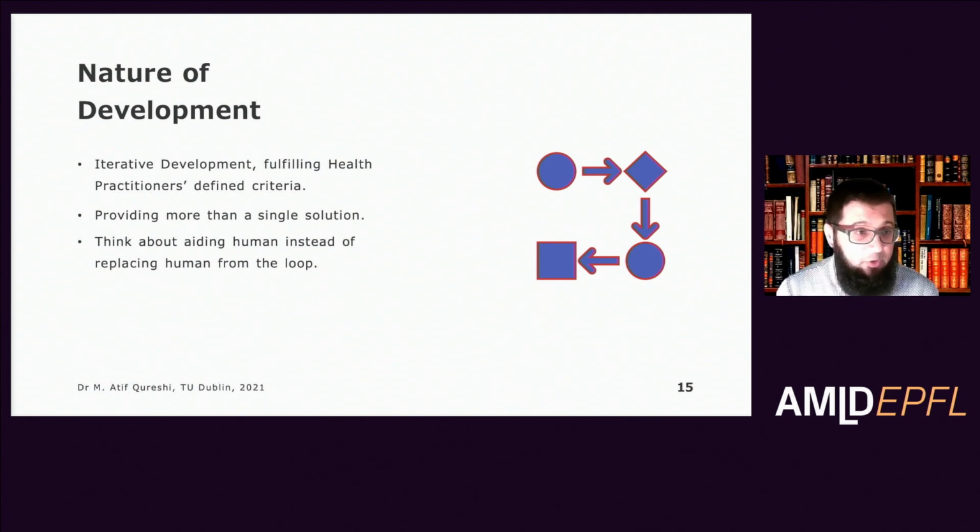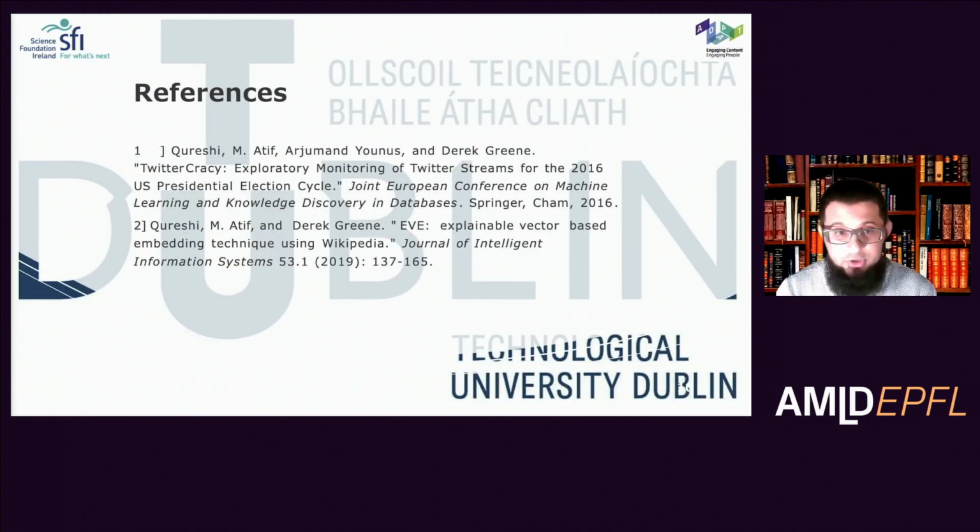The nature of development was very iterative. We listened to them. We provided them with more than one solution because we don't know what was working for whom, and maybe their users have different kinds of needs. So one user was satisfied with one kind of result, another with the other. For this pandemic, we identified that providing more than one solution is useful. We also thought that aiding the human instead of replacing them in the loop was the right approach. So that's all. Thank you.